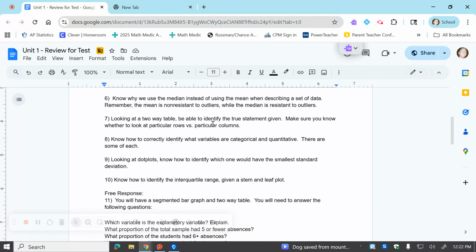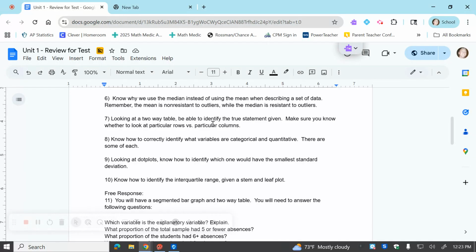Scroll down here. Looking at a two-way table, be able to identify the true statement given. Make sure you know whether to look at a particular row or a particular column. This will be talking about the grades in a math class versus handedness, whether you're left-handed or right-handed. Read carefully which of the following statements is true. Make sure you're looking correctly at either a particular row or a particular column. You should be able to figure it out.